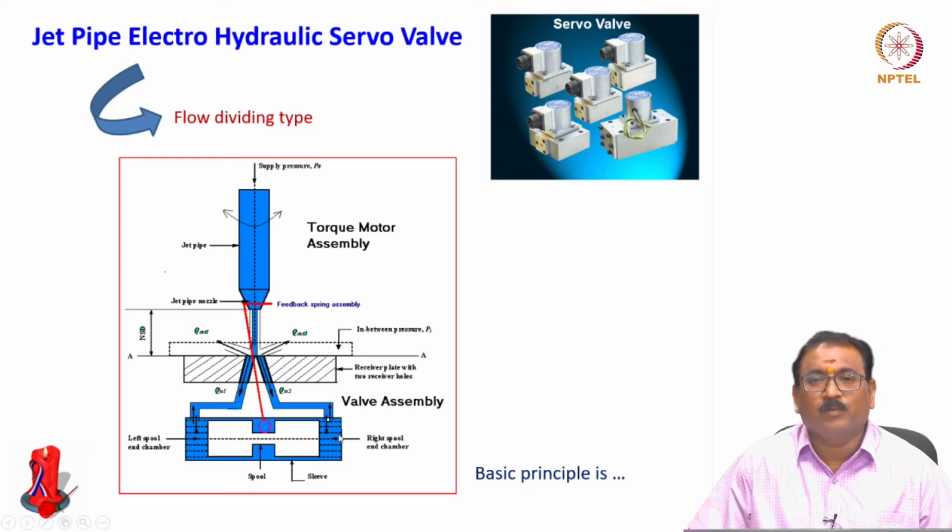P1 minus P2 results in delta P, and the spool starts moving. During the spool motion, the feedback spring is there. The feedback spring also pushes in such a way that for the given torque input, the spool will push the feedback spring, meaning a restoring torque is developed through the spool movement to bring back the jet pipe to the null position. This I have already explained in the last class.